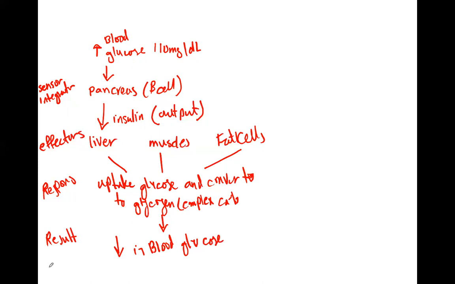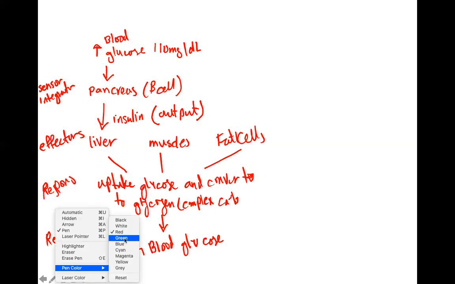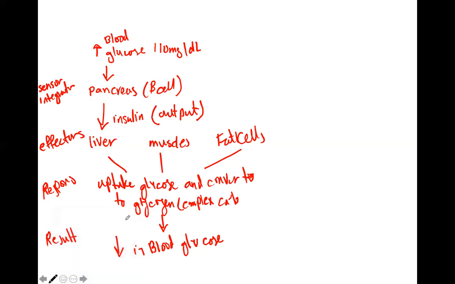Now, if we're doing the glucagon, I'm not going to rewrite this whole thing. I'm just trying to change some of the labeling for you guys. So if there is a decrease in blood glucose, then pancreas alpha cells are going to release, instead of insulin, glucagon, which is going to target the liver, not the muscles. So muscles cannot be a target for it, and fat cells.